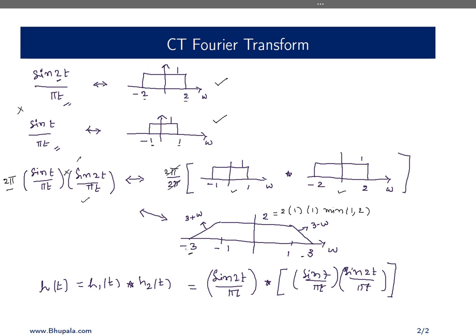So clearly from minus 3 to minus 1, the equation of the straight line would be 3 plus omega, and from minus 1 to plus 1 the amplitude would be 2, and from 1 to 3 the equation of the straight line would be 3 minus omega. So now the final goal is to find h of t, which is given by h1 of t convolved with h2 of t. So h1 of t would be sine 2t by pi t, and h2 of t would be sine t by pi t multiplied with sine 2t by pi t.